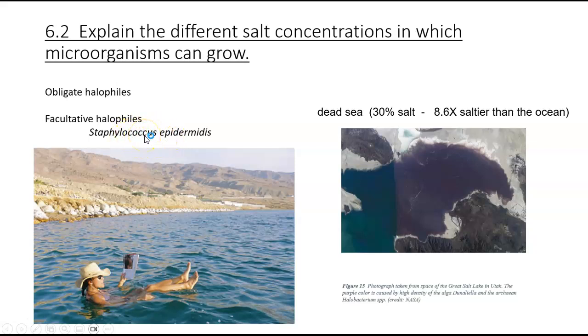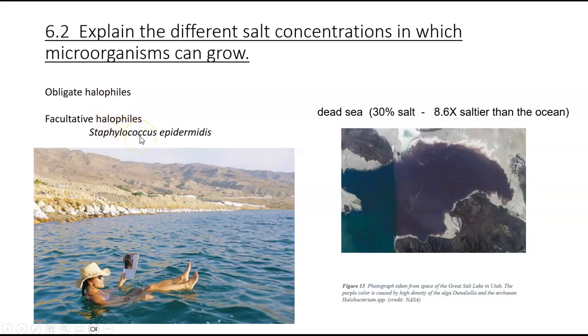It can grow in the same environment that E. coli can, or any of our normal microbiota. But they can also grow up to like 7% salt. This is really salty, but they can't grow in the Dead Sea. But they can grow on your skin, where it's kind of drier and saltier. It's more hypertonic. So they can grow in places like our skin.